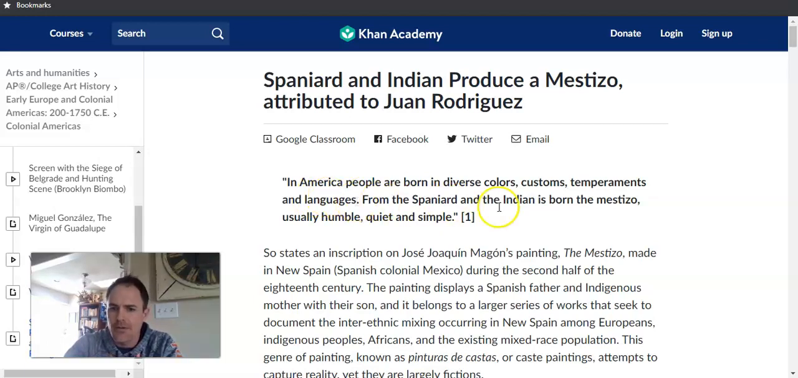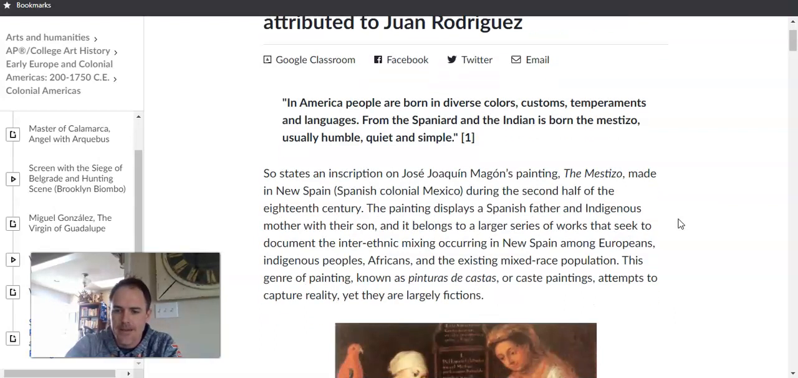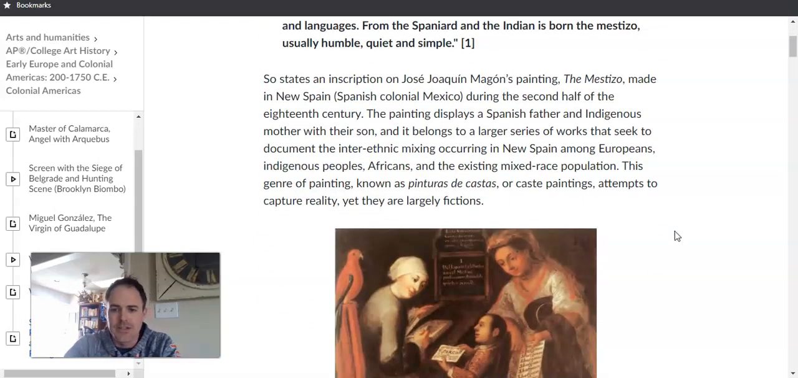"In America, people are born in diverse colors, customs, temperaments, and languages. From the Spaniard and the Indian is born the mestizo, usually humble, quiet, and simple." So states an inscription of Jose Joaquin Magon's painting The Mestizo, made in New Spain. That's the name of Spanish colonial Mexico during the second half of the 18th century. The painting displays a Spanish father, and I think we have it right here, yep, an indigenous mother.